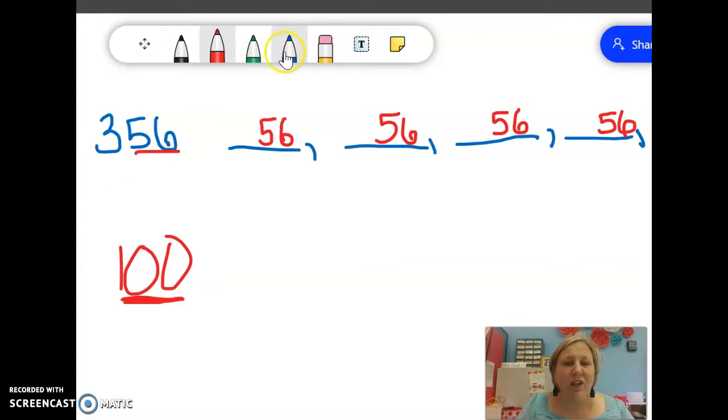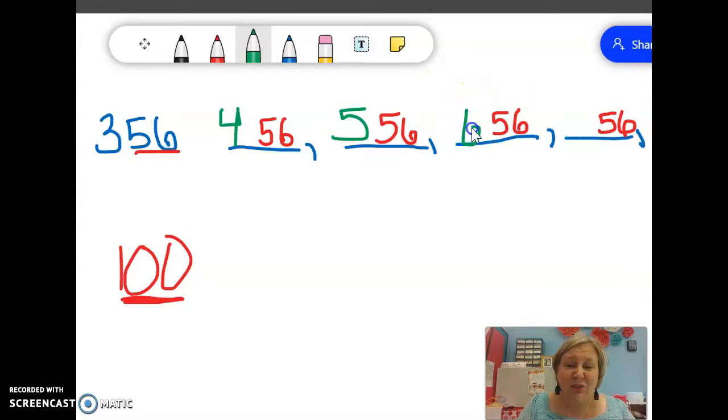So I have 356. Then it's going to go 456, 556. What comes next? You're right, 656. What's the next one? 756. High five. You guys got this counting by hundreds. Easy peasy lemon squeezy. Good job, mathematicians.